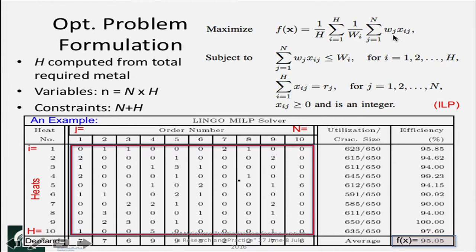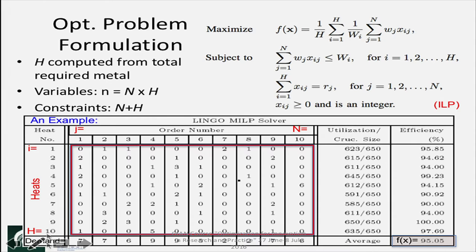So WJ is the weights of these castings. XIJ says how many copies of the jth casting you want to make from the ith heat. So XIJ becomes like a matrix to me. Here you have the I index, here the J index. This is the number of castings. In this particular example, I'm showing you that there are 10 castings. For each of them, the demand is 7, 7, 6, like this.